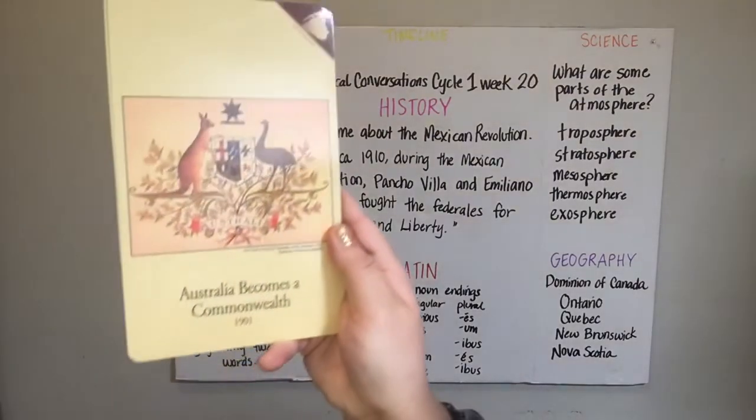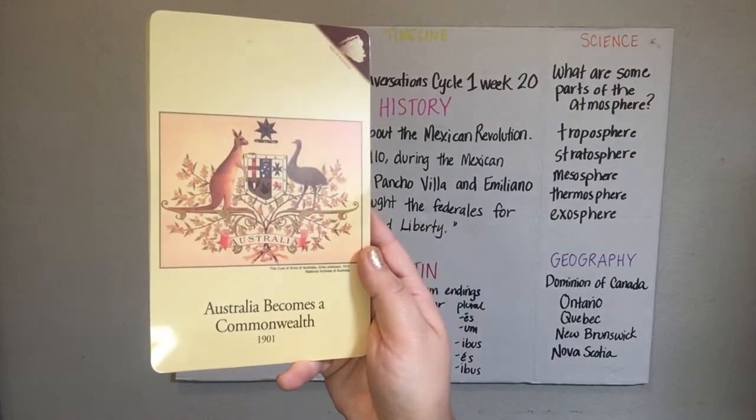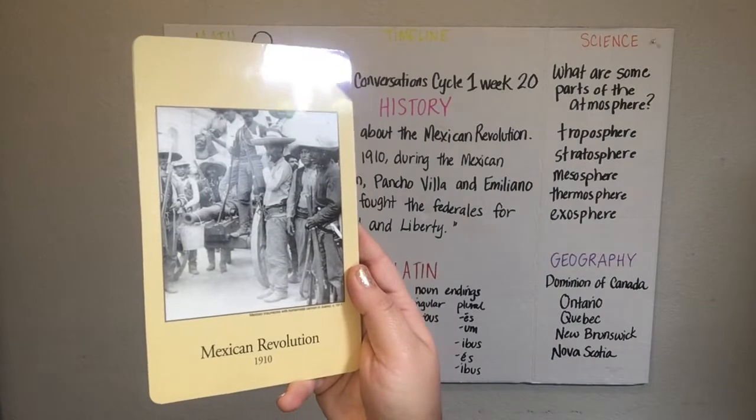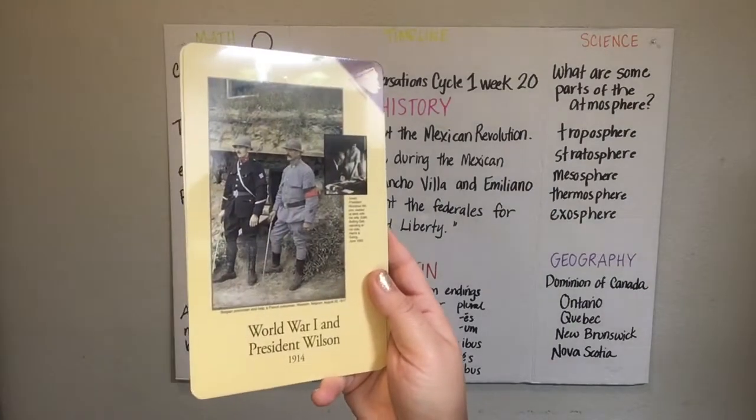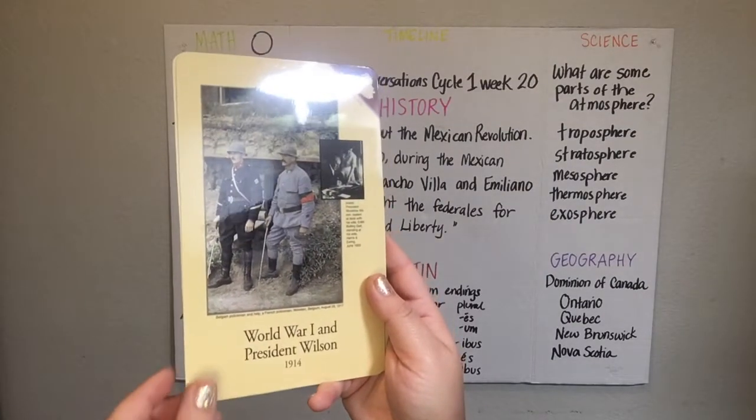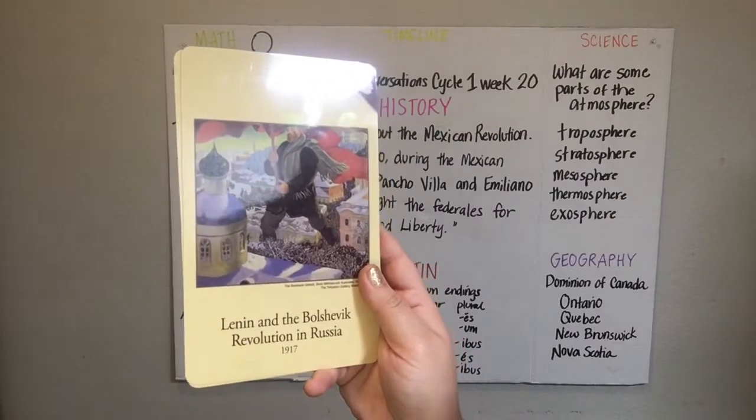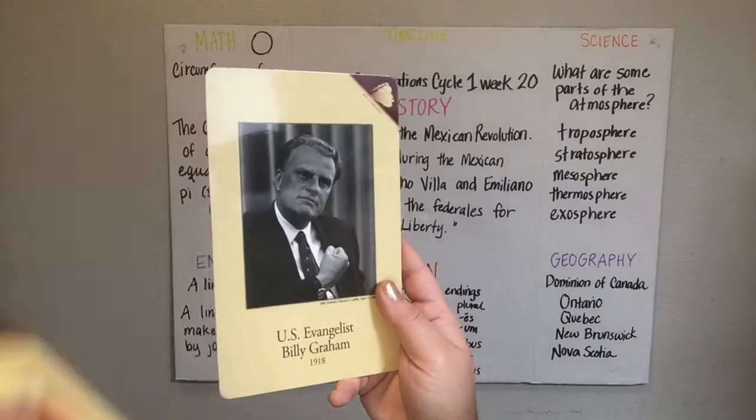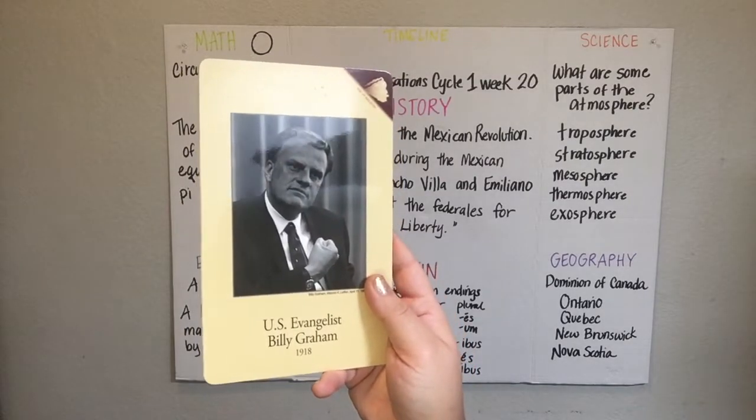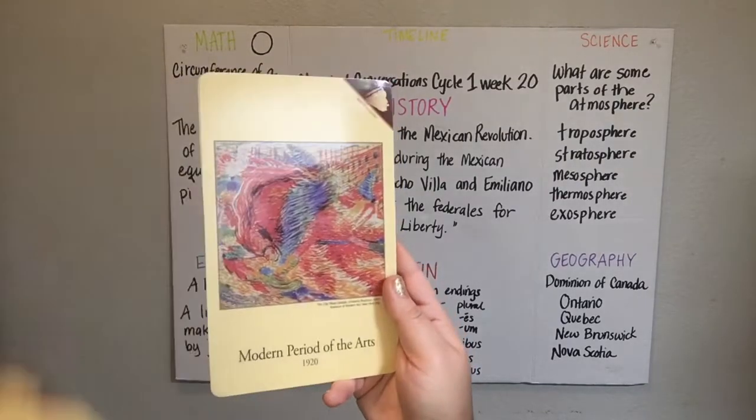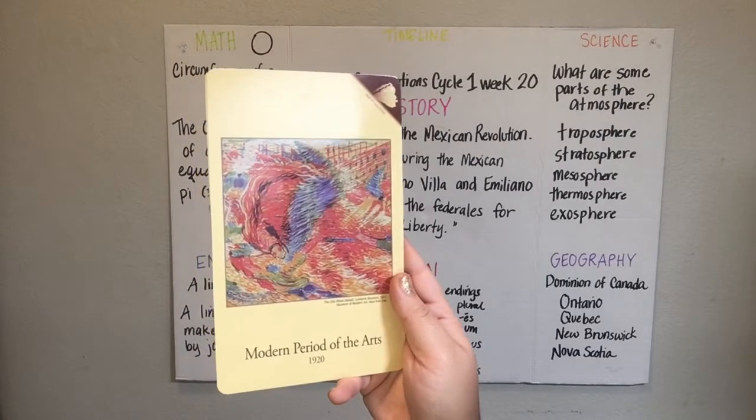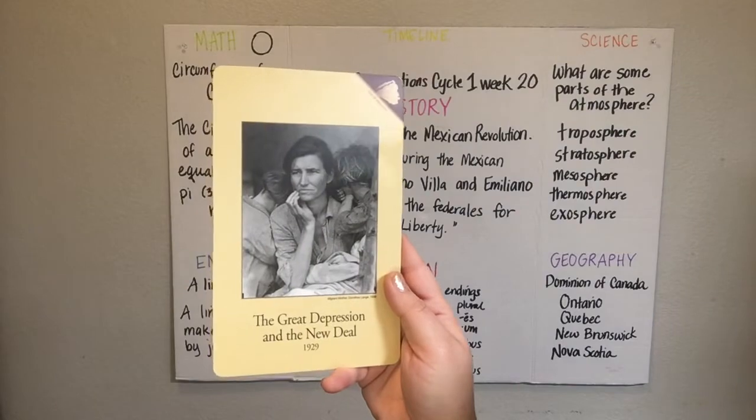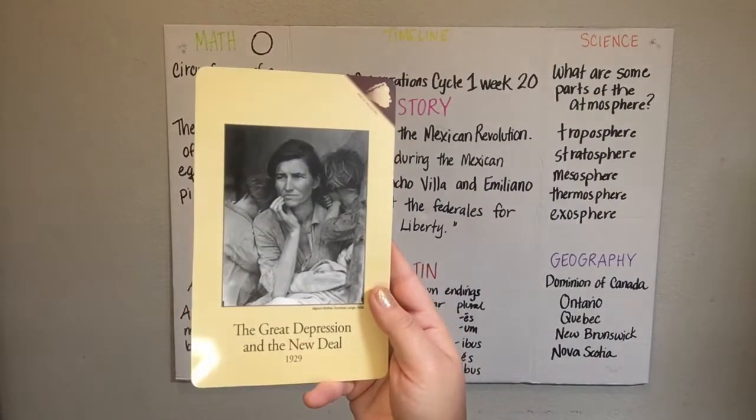Australia becomes a Commonwealth. Mexican Revolution. World War I and President Wilson. Lenin and the Bolshevik Revolution in Russia. U.S. evangelist Billy Graham. Modern period of the arts. The Great Depression and the New Deal.